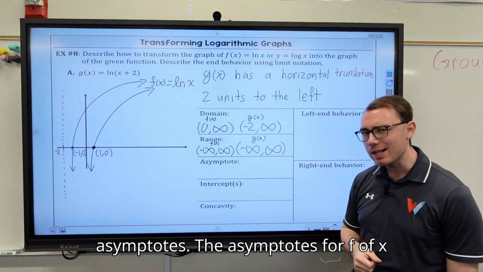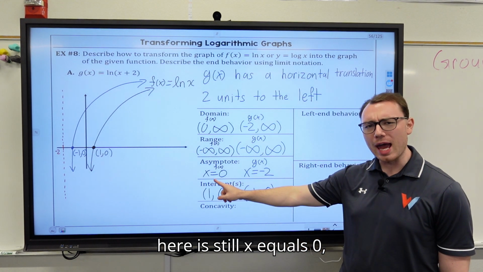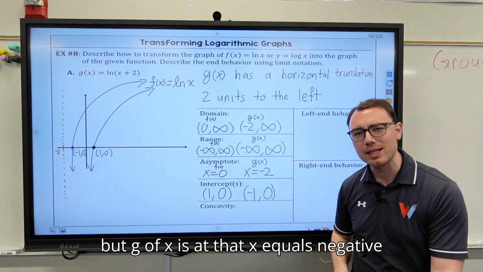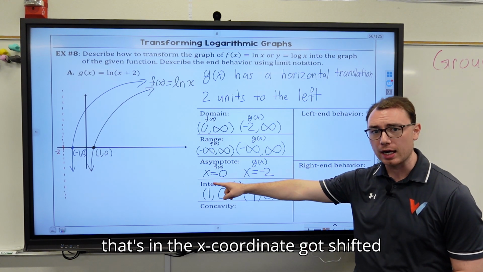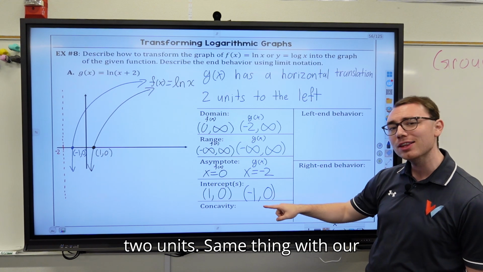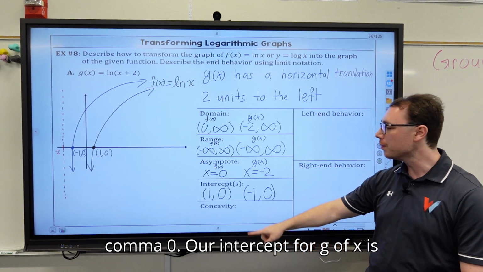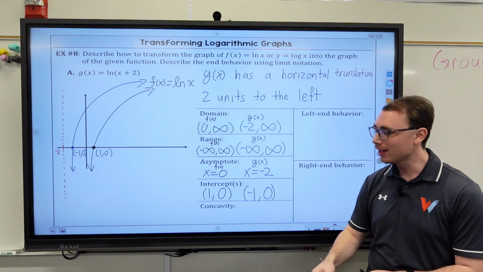Also take a look at their asymptotes. The asymptote for f of x is still x equals 0, but for g of x it's x equals negative 2. That's also shifted. Our asymptote in the x coordinate got shifted 2 units. Same thing with our intercept. Our intercept for f of x is (1, 0). Our intercept for g of x is (negative 1, 0).